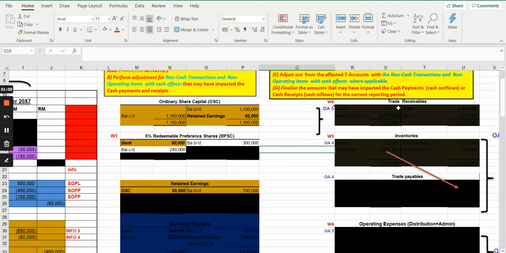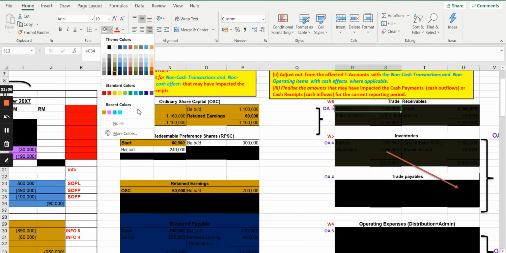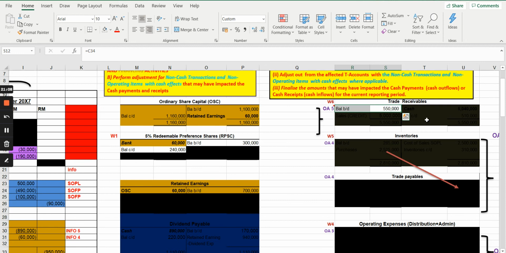So do that first. Put the balance at the beginning, okay? Where do you get the balance? The balance is from your statement of financial position given. So you can now do that. And then you go and get your sales. Where do you get the sales? The sales is from the statement of profit or loss.